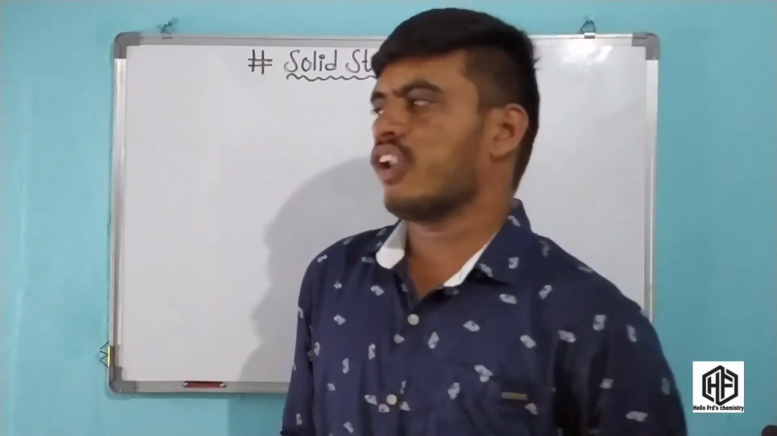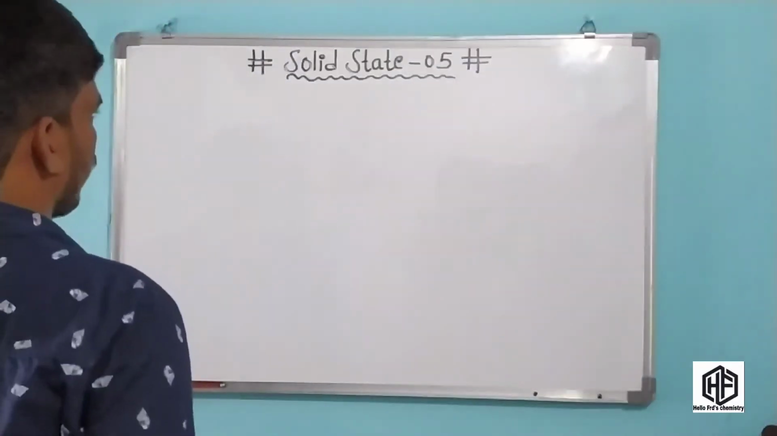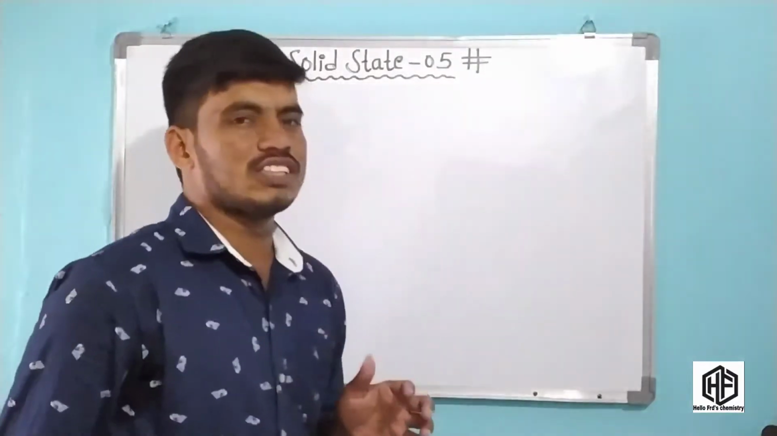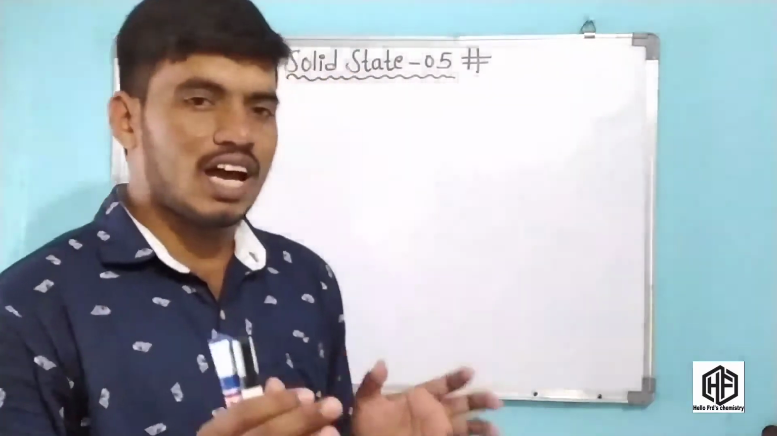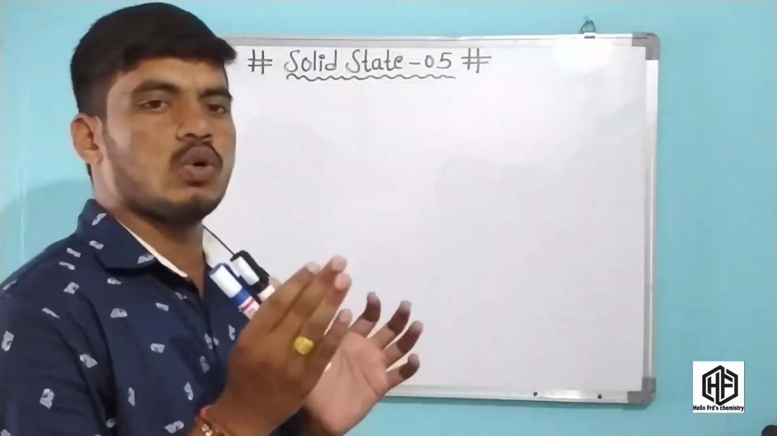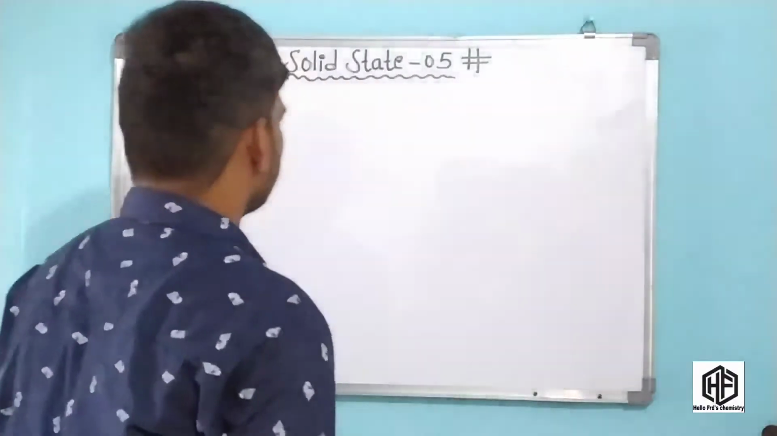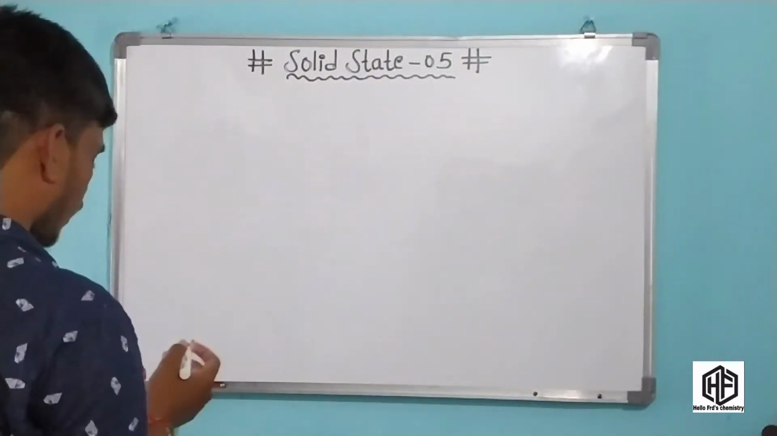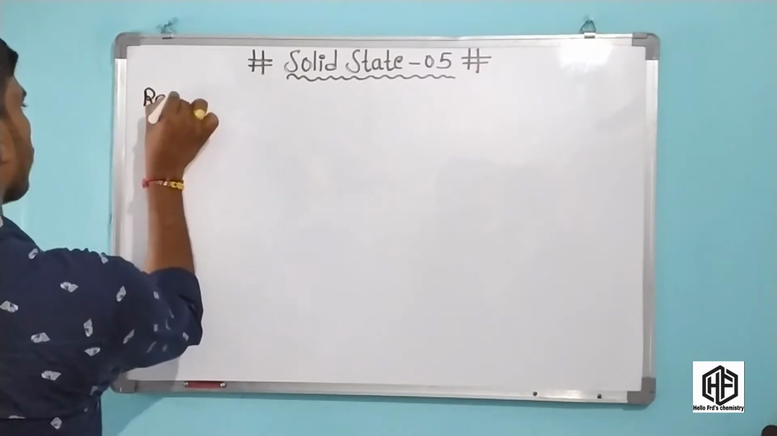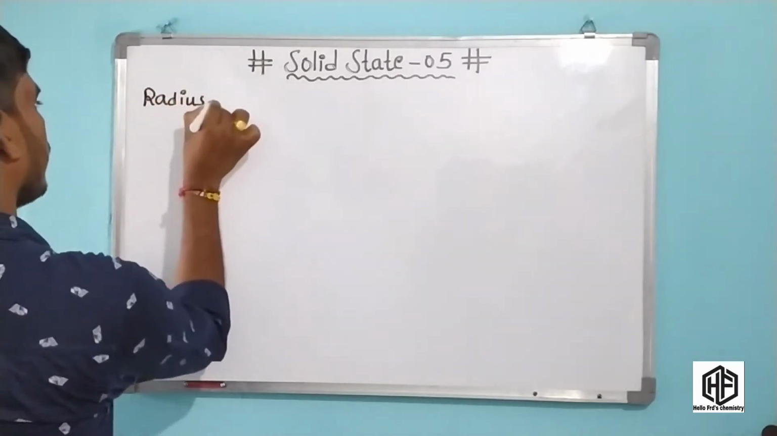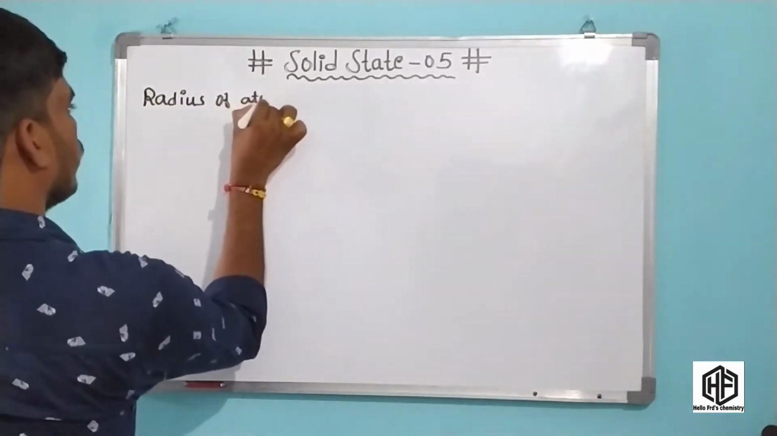See this board. Friends, you know about the radius of an atom. In the solid state, the constituent particles of a solid are spherically shaped, and these particles are closely packed to each other. Okay friends, the constituent particles are closely packed. Now, what about the radius of the atom in the constituent particles in the solid state?